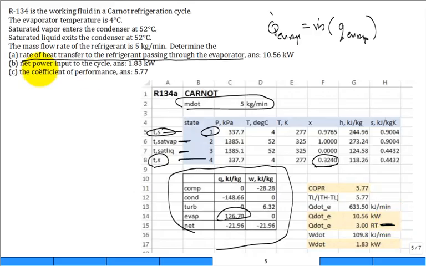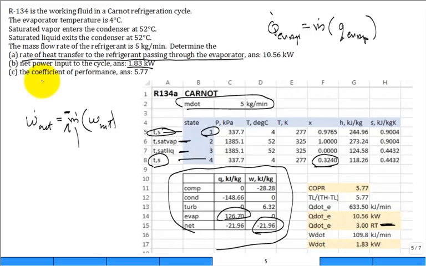How about for part B, the net power input to the cycle? So W dot net in is the mass flow rate times specific net in. Well, this will be a negative on there to turn it into an input, but it'll be negative 21.96 kilojoules per kilogram times the mass flow rate, to make it a positive power in.